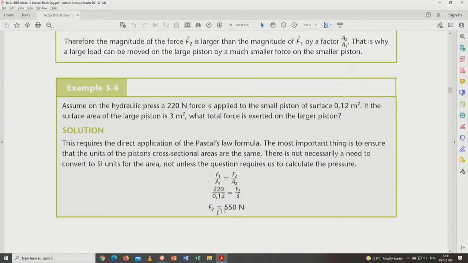I think also you can check, there could also be a challenge with this answer here. Like I did make a mistake, dividing by 0.012 instead of 0.12. So you can also check that, but I think it should be 5.5 times 10 to the power 3. So you can do other problems using Pascal's law, and see if you can do these calculations.